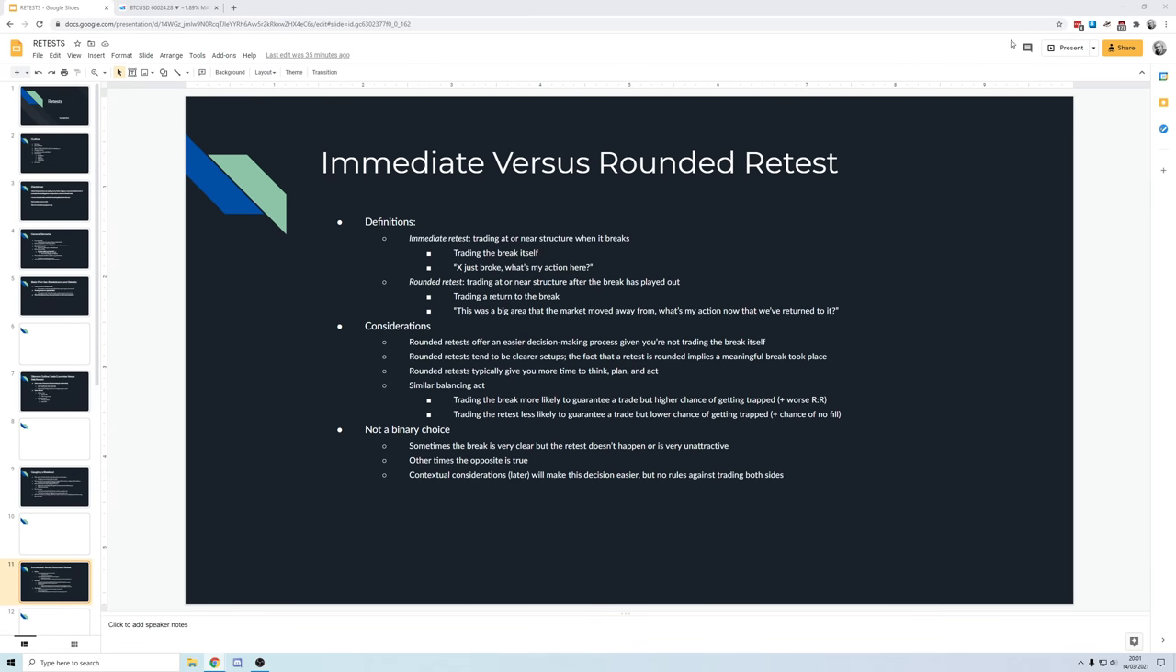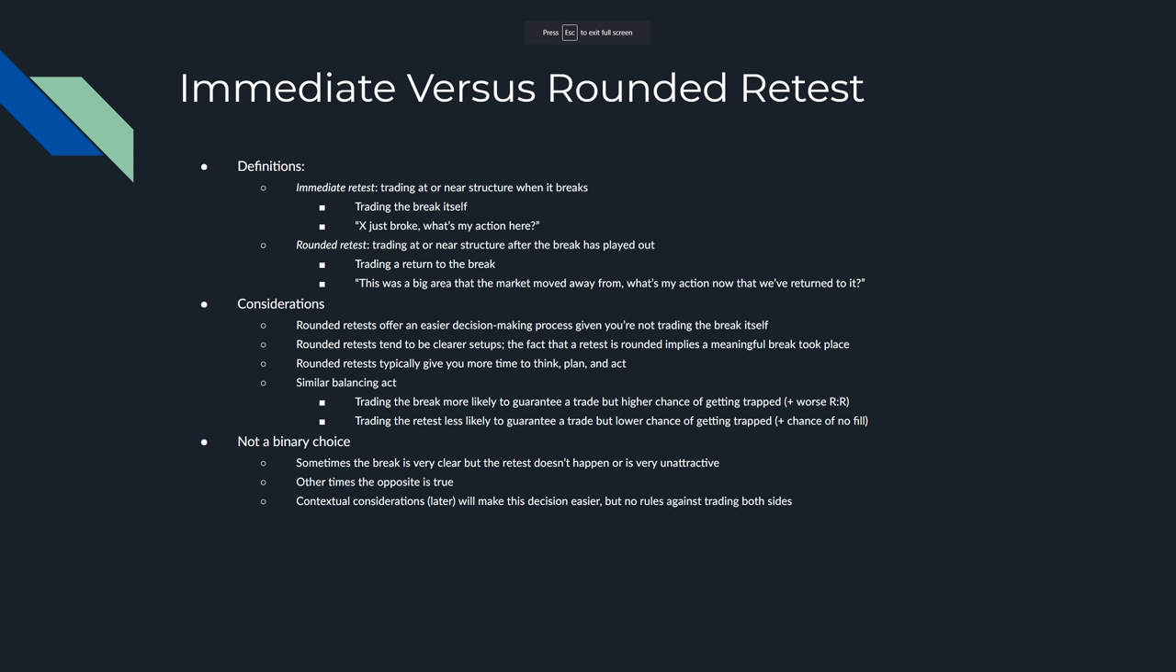So we've discussed some of the pros and cons. Where does that leave us? Well, the first thing to say is it's not a binary choice, right? Sometimes the break is very clear, but the retest doesn't happen or is very unattractive. Sometimes the breakout is messy, but when the market comes back to the level, it looks really good. Again, I'm not going to be formulaic here because I don't believe those formulas exist. There are pros and cons. It really depends on the context. No two breakouts are the same. The chart may look different. It's one of those decisions you'll have to make based on what's clear to you.